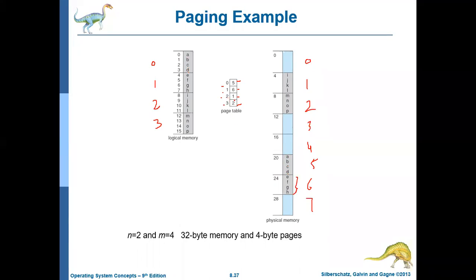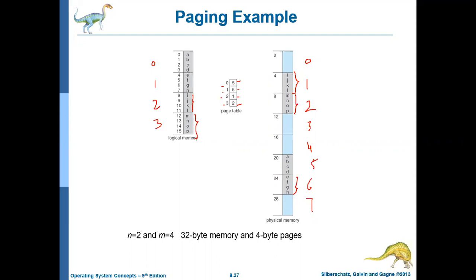Page number 2 is going to 1: I, J, K, L. Page number 3 is going to 2: M, N, O, P. And frame number 2 has M, N, O, P in order. There is no change in the order.